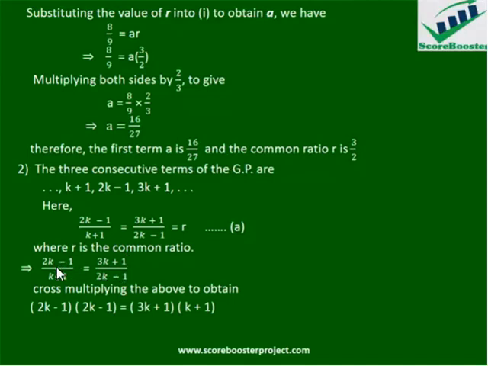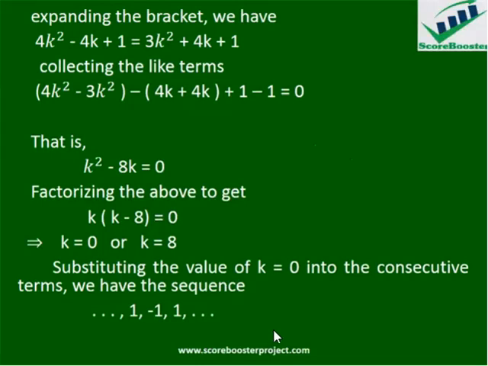So we cross multiply. 2k minus 1 will multiply 2k minus 1, which is equal to 3k plus 1 multiplying k plus 1. So here, we expand the brackets. We have 4k squared minus 4k plus 1 equals 3k squared plus 4k plus 1. So we collect the like terms, we move everything on the right hand side to the left. We are left with 4k squared minus 4k plus 1 minus 3k squared minus 4k minus 1 equals 0.